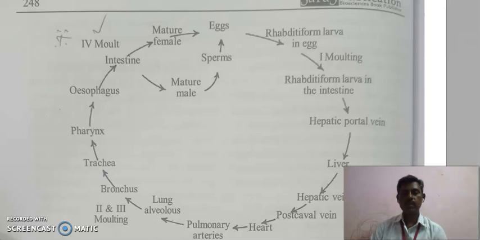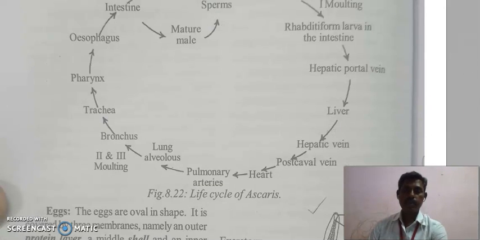And it goes to the pulmonary arteries, lung, alveolus. Here molting 2 and 3 happen, the shedding of the cuticles. Then it reaches the bronchi, trachea, pharynx, esophagus, and the 4th molting happens in the intestine. That is when it becomes an adult organism, and we can identify whether it is a female or male. Again, it starts with the rhabditiform larva.